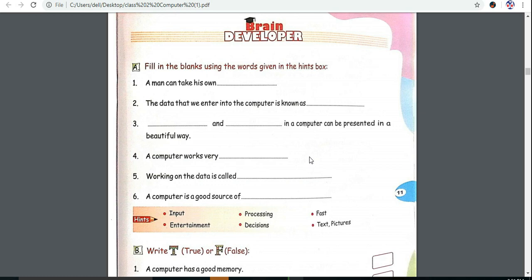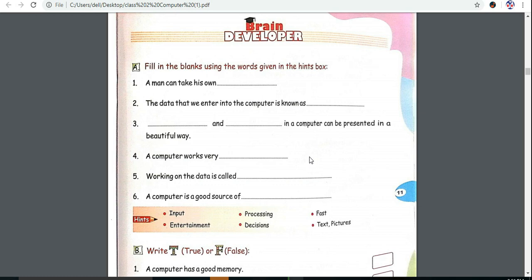Let me tell you again the answers of all these fill-ups. The first answer is decision. The second answer is input. The third answer is text and pictures. The fourth answer is fast. The fifth answer is processing. And the sixth answer is entertainment.